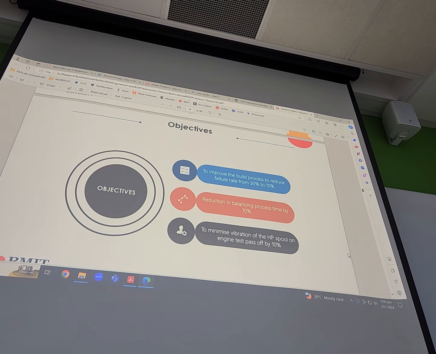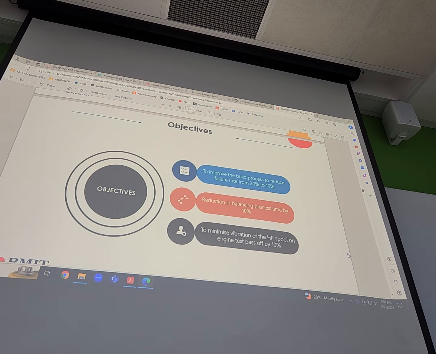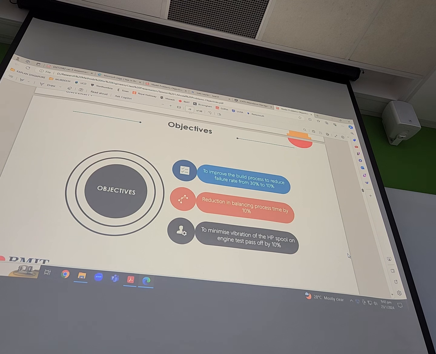So what are the main objectives? The main objective is to improve the build process time to reduce failure rate from 30% to 10%. These are very clear-cut objectives. Focused, mature, and straight means the student knows what he is planning to do. Okay, reduction in balancing process time by 10%.